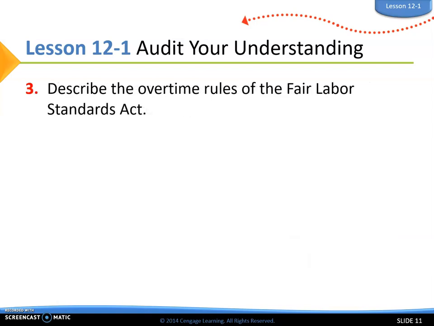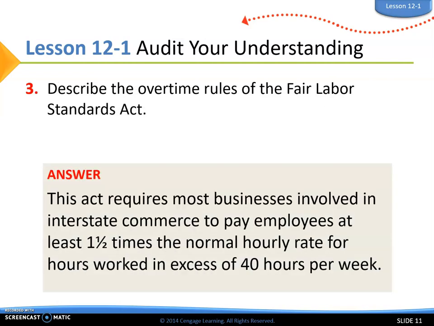Number 3, describe the overtime rules of the Fair Labor Standards Act. So this act requires that most businesses involved in interstate commerce pay employees at least 1.5 times the normal hourly rate for hours worked in excess of 40 hours per week. Really, what that's stating is that overtime needs to be paid at least 1.5 times the regular pay. This is where I did talk about we might have businesses that pay over that 1.5 times, but 1.5 times is what they need to pay.